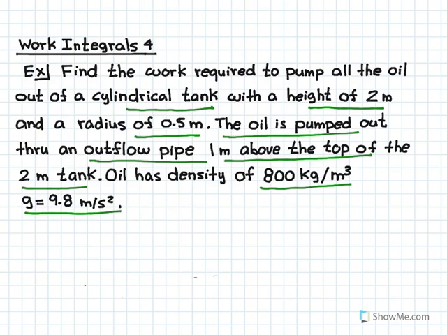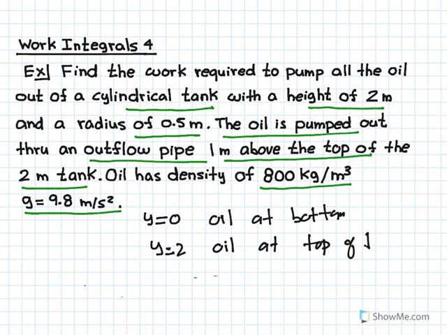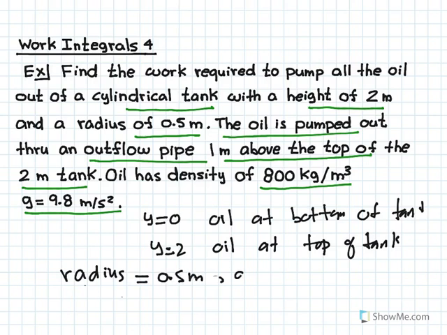So we start with y equals 0. This is the bottom of the tank. This is the oil level. Oil at bottom of tank. Y is equal to 2. This is oil at top of tank. Top of tank. Bottom of tank. And the radius of this cylindrical tank is half a meter, 0.5 meters. Gravity is 9.8 meters per second squared. And the density of oil is 800 kilograms per meter cubed.